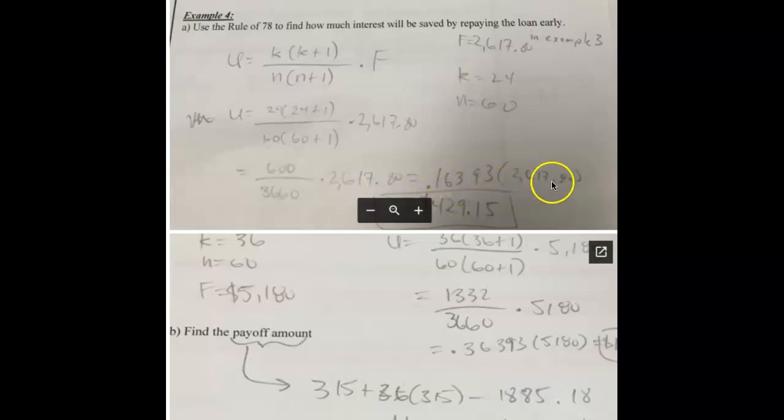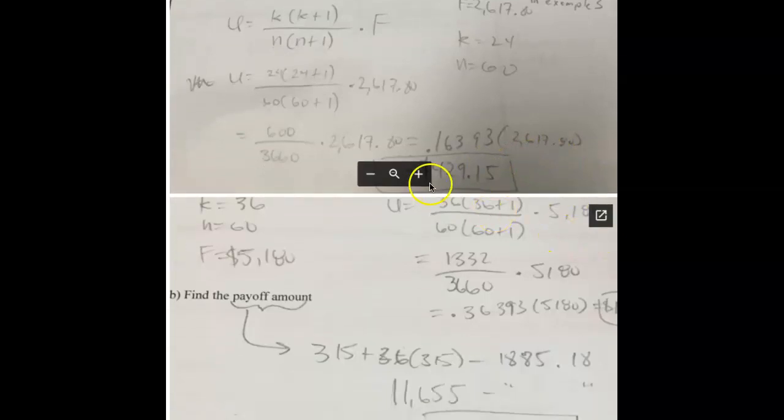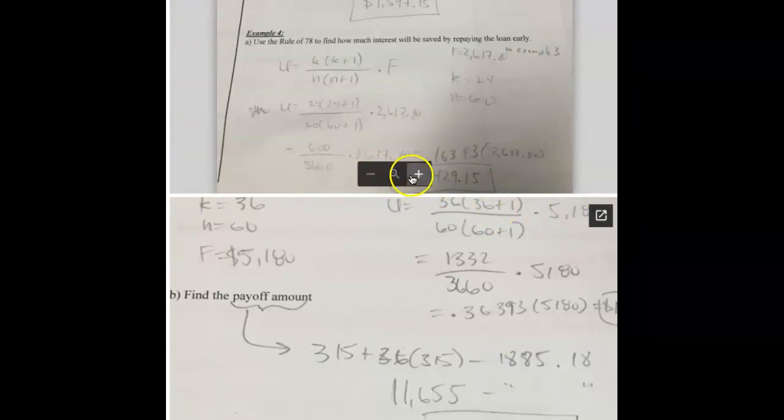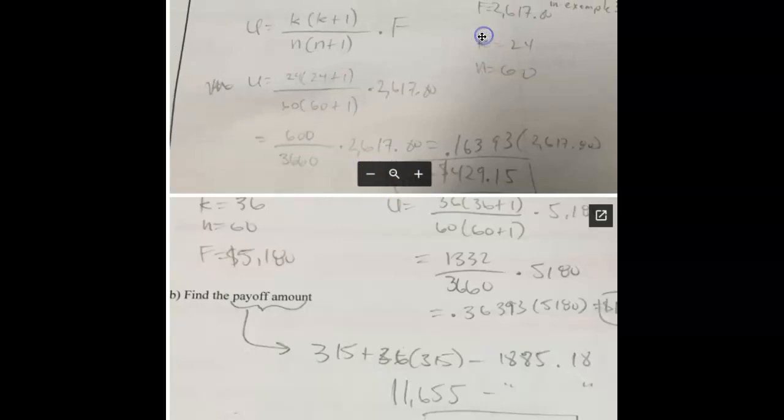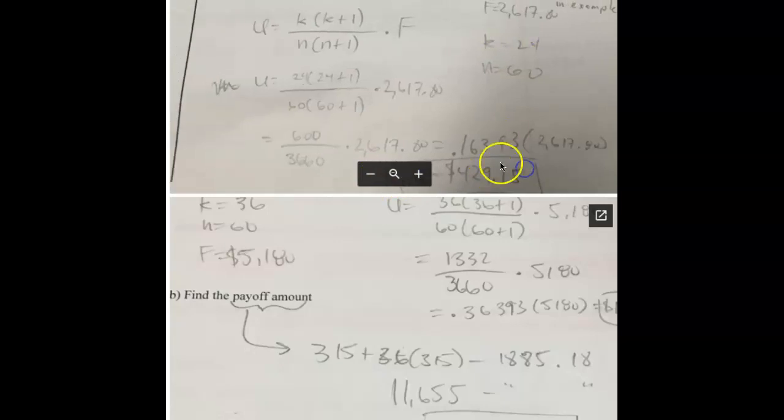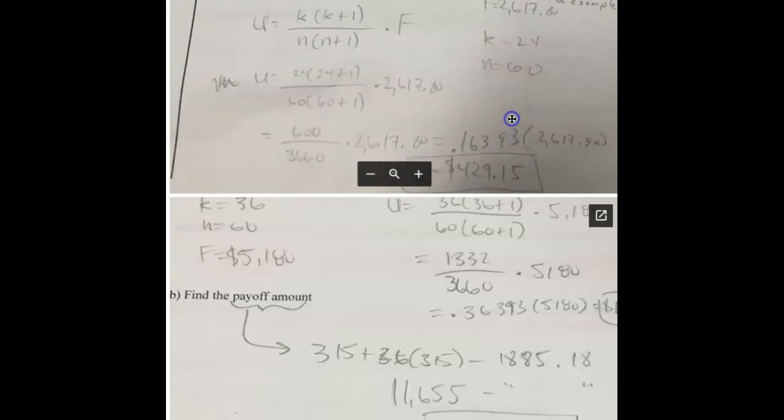Multiply that by 2,617.80, and you come to the conclusion here of the answer being, well, you can see it there, $429.15. So that's the unearned interest from using the rule of 78 method. It is a little different than the other formula, or the formula is entirely different and the total is not exact. Payoff amount is basically the same thing.